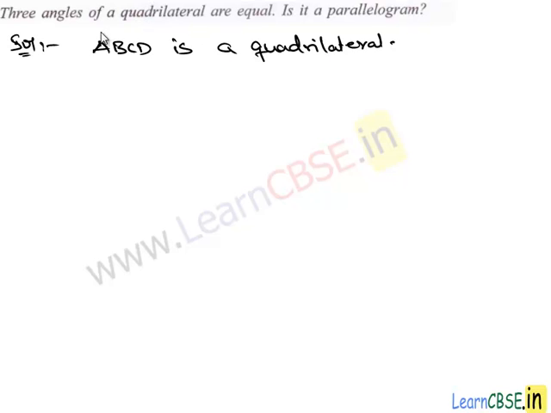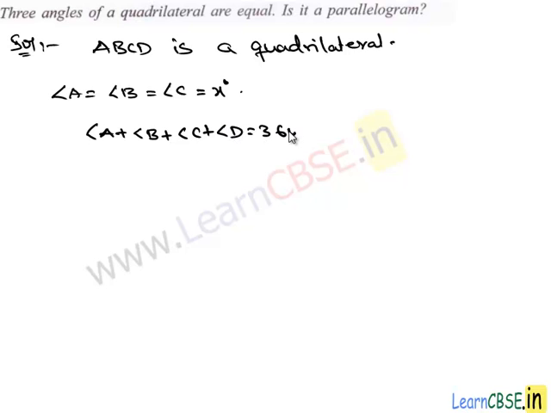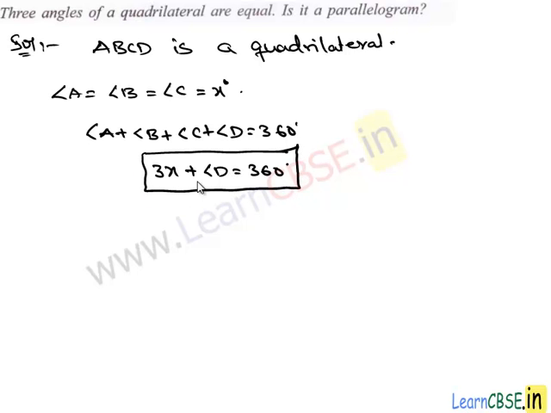In this question we are given 3 angles of the quadrilateral are equal. Therefore we assume angle A, angle B and angle C are equal and they are equal to x degrees. And we know that the sum of the interior angles of any quadrilateral is equal to 360 degrees. Therefore we get 3x plus angle D is equal to 360 degrees. From this, by using the trial and error method, we have to find the values of x and D.